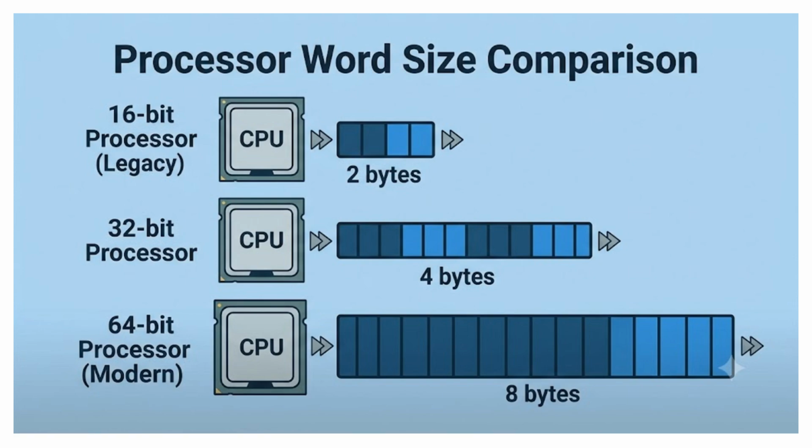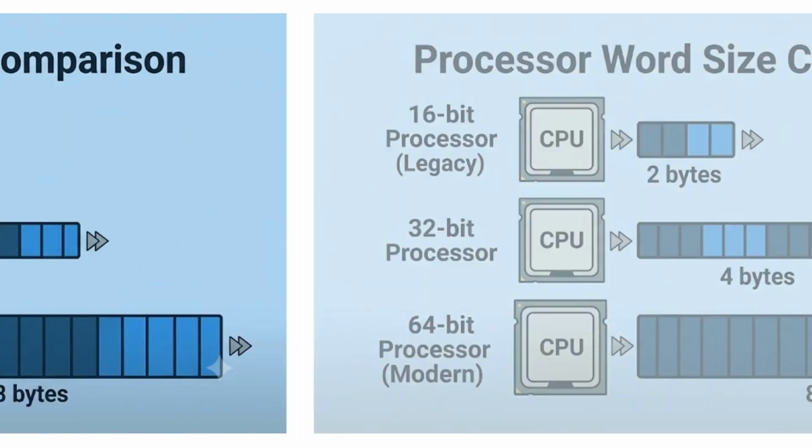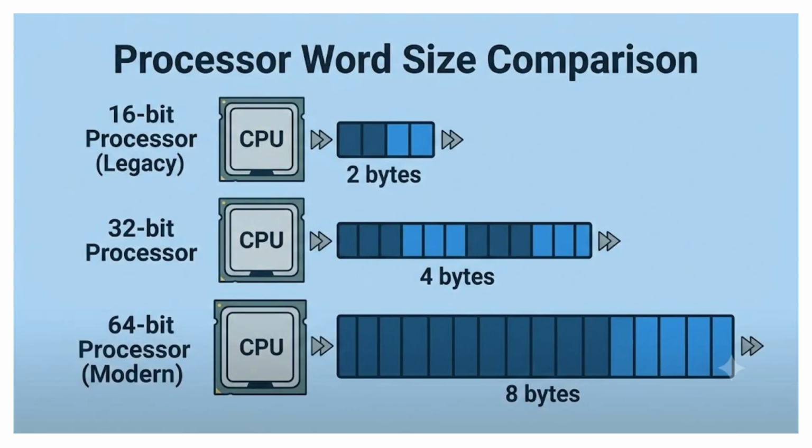Later, 32-bit processors became the standard. They can process 4 bytes of data in a single operation. Today, most modern computers use 64-bit processors. A 64-bit processor can process 8 bytes of data at once. A larger word size allows the CPU to process more data in each operation. This improves performance, supports larger numbers, and enables the computer to access much more memory. That is why 64-bit processors are used in almost all modern computers today.